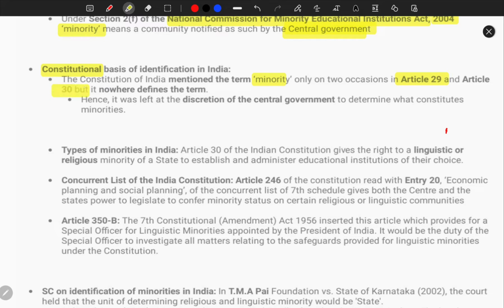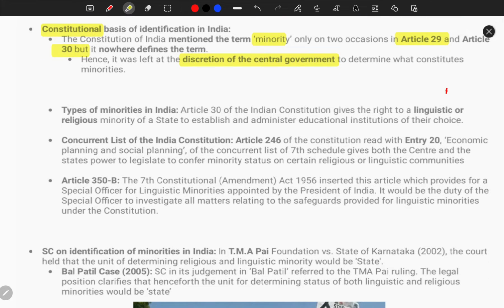Article 29 and Article 30, and in these there is no definition of the minority. It is also provided that only the central government has the discretion to decide who is a minority. But Article 30 provides that we have two kinds of minorities in India.